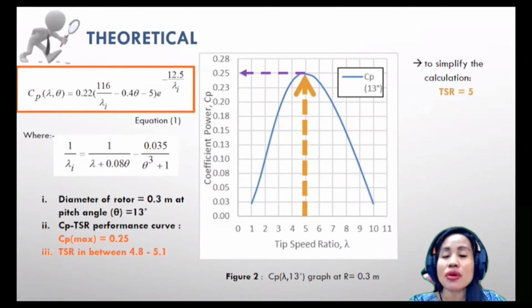For this case, the rotor fixed pitch angle was 15 degrees, which leads to the CP versus lambda characteristic shown in figure 2. From the plotted graph, we found that at maximum coefficient of power, TSR was between 4.8 and 5.1, but to simplify our calculation, the value of TSR was 5.